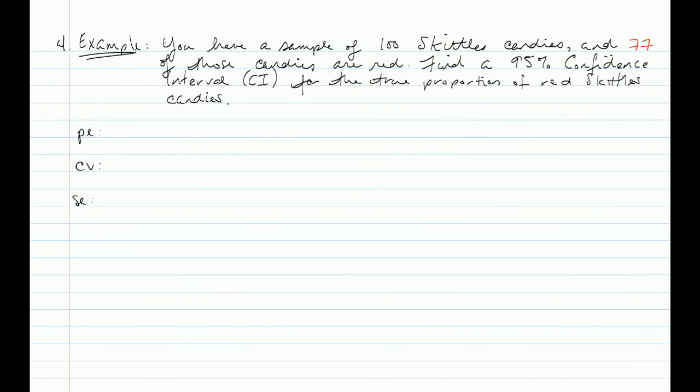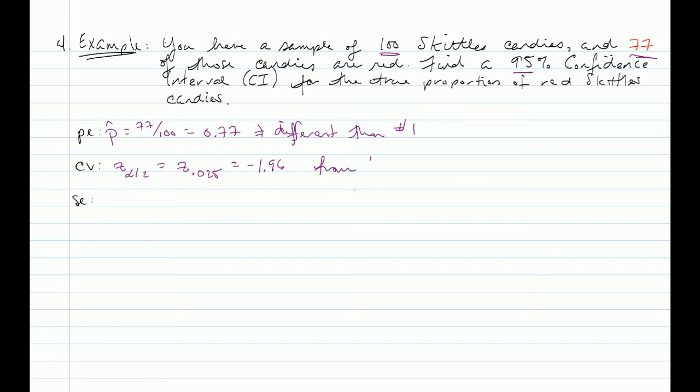In this last example, we have a sample of size 100, so we're back to our original sample size, but now we have 77 red candies, and we're going to find again a 95% confidence interval. So we're going to see what happens now. Our PE, that's p hat, is 77 over 100, or 0.77. So this is different than problem 1. Our CV, this is z alpha over 2, where alpha equals 0.05 for our 95% confidence interval. So this is just going to be that z of 0.025, negative 1.96 from problem 1.